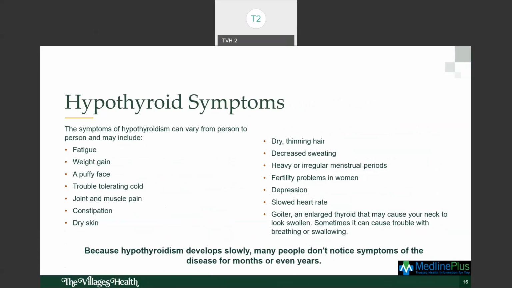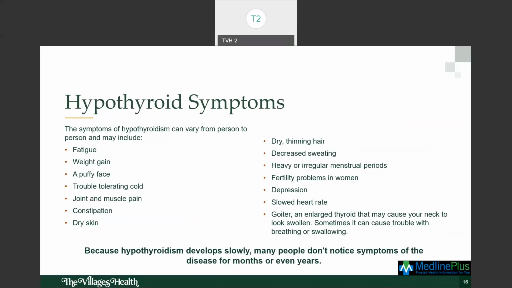Some of the symptoms that we generally see with hypothyroid are fatigue and weight gain. Now remember, with hyperthyroid, we had weight loss. So now when it's underactive, you may have some weight gain because your thyroid gland is not producing enough of the hormones that your body actually needs. You may also notice that your face is a bit swollen. Your face might look a little puffy. Now with hypothyroid, you might have some trouble tolerating cold weather, cold temperatures.